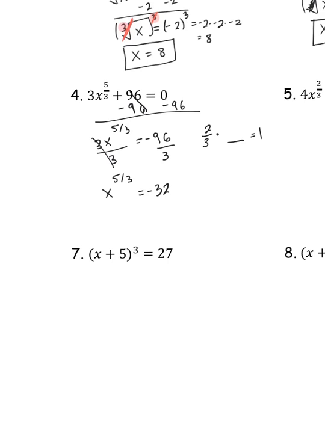I would multiply by the reciprocal of 2/3. So I would multiply by 3 over 2. So these would cancel and these would cancel, and I would be left with 1. I'm going to use the same kind of logic here.